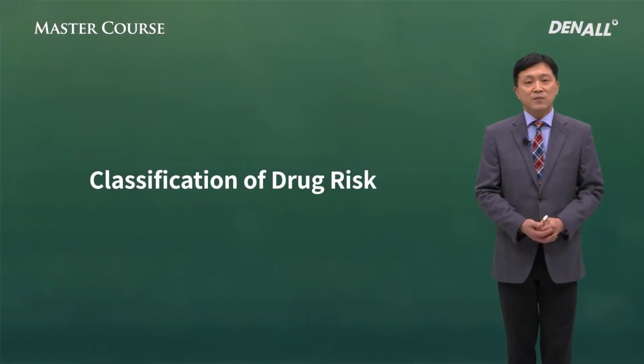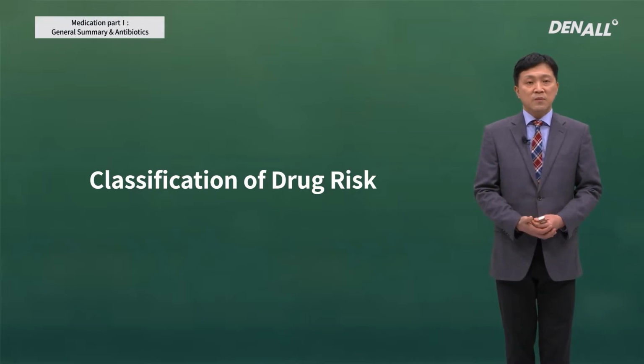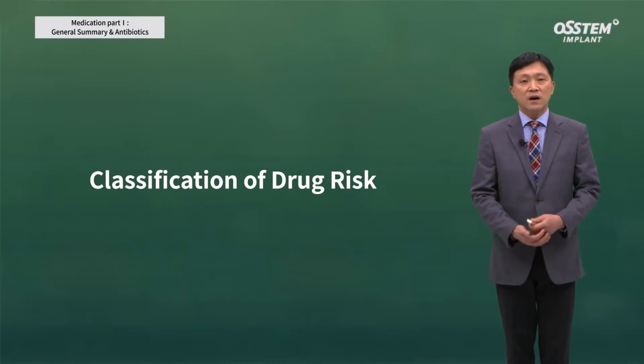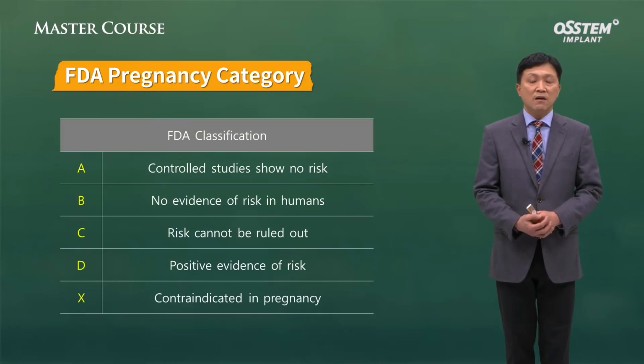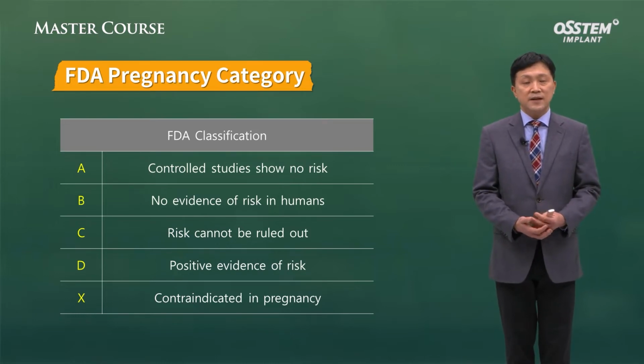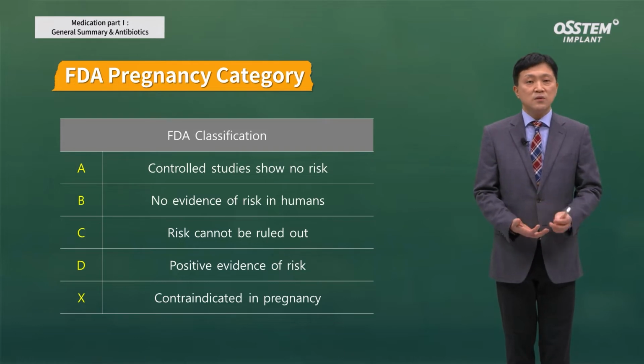In general, we prescribe medications to patients every day. Let's have a look at how they are classified. Classification of drug risk. This is the most commonly used category from FDA. The pregnancy category that would affect the fetus. FDA pregnancy category has 5 categories A, B, C, D, and X. As you go toward A, it is safer, and as you go toward X, the risk goes up.